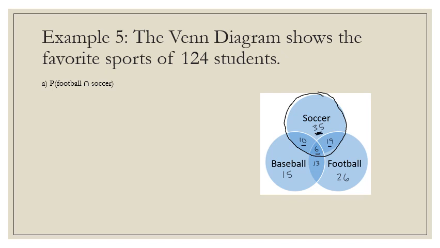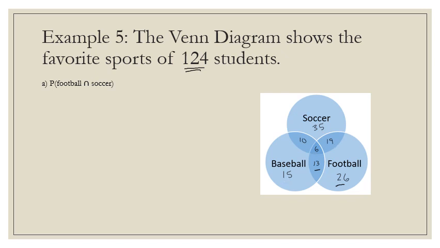But 35 of them like only soccer, right? You have 10 and 6 of them here that like both soccer and baseball, 6 and 19 here that like both soccer and football, right? 6 kids that like all 3 sports, etc. So that's how that works. If you needed to know the total, this problem gives us the total, 124. You'd have to add every single number in the circles, and that would give you the total, right?